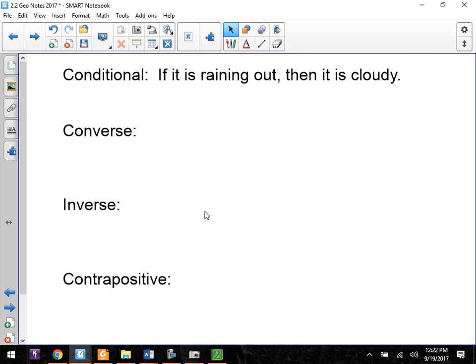Now, I got in an argument second hour with this first one: if it is raining, then it is cloudy. Is that true or false? It could be. And it's true-ish. I looked at it this way. It could be raining out, but yet the sun's coming out over the side. You know what I mean?